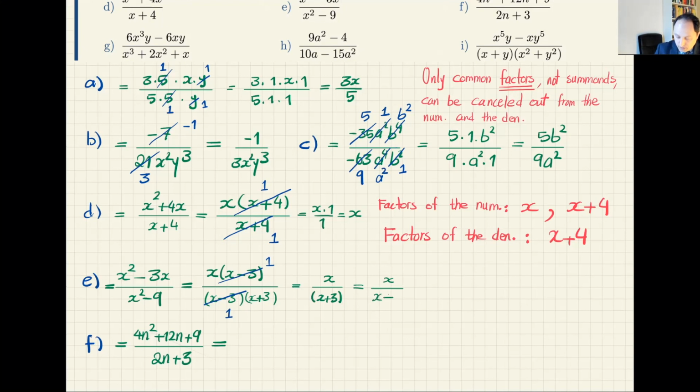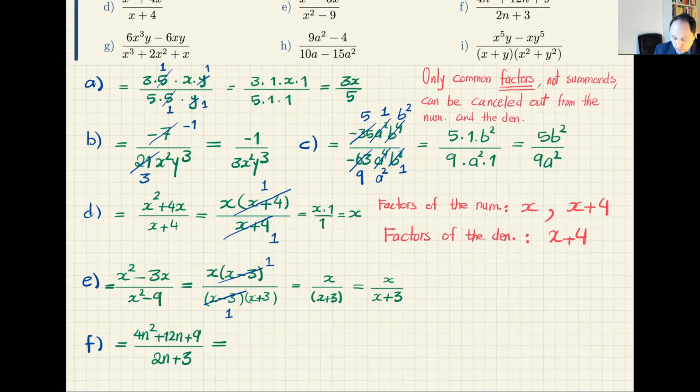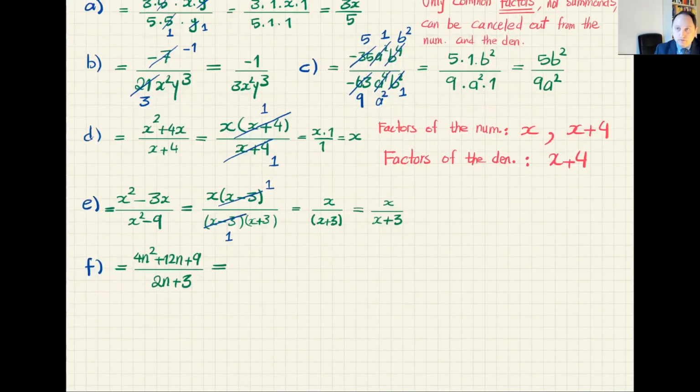Yes? Now my question for you, can I simplify this x with that x? No. Why? Because this x is of course a factor for the numerator. It's the whole expression in the numerator, but this is not a factor, that's a summand. So this is the end of the problem. Okay. Any questions so far? No. Okay.